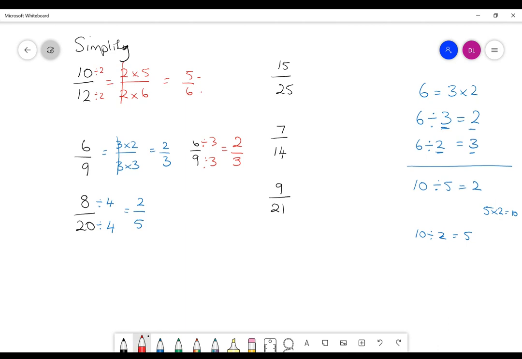My other way of doing it is saying this. I've got 8 over 20. And if I change it to times tables, I'd write it as 4 times 2 and 4 times 5. And if I cross those off, it's like dividing by 4. And that gives you an answer of 2/5.